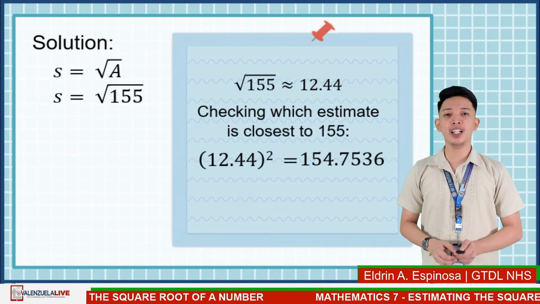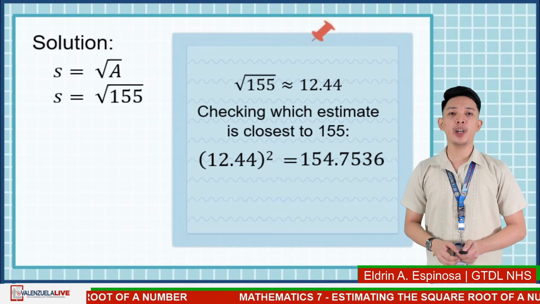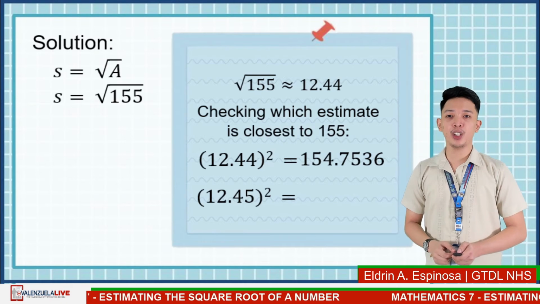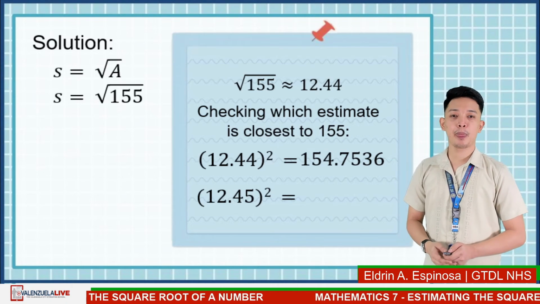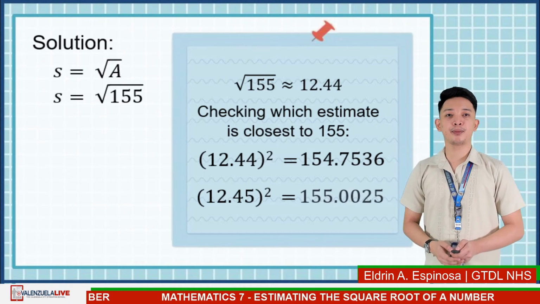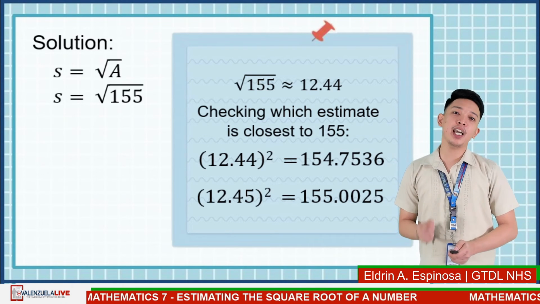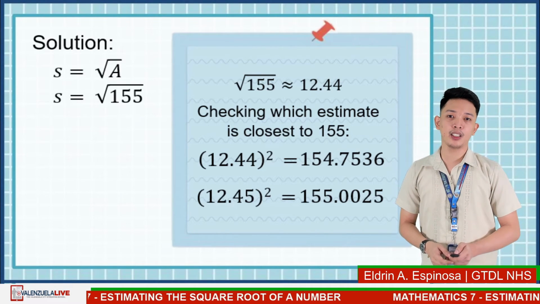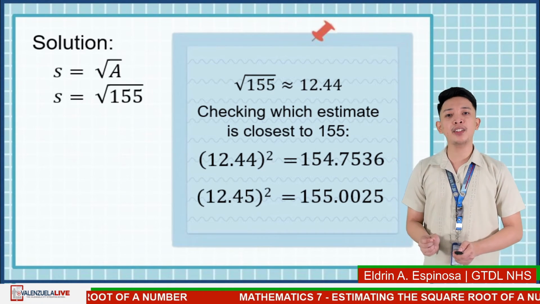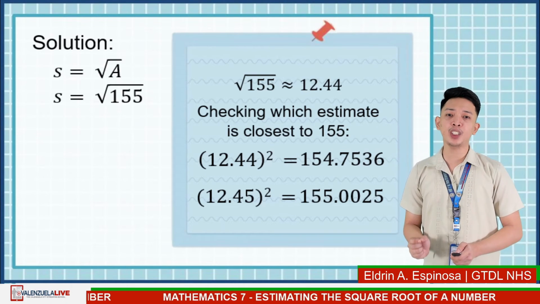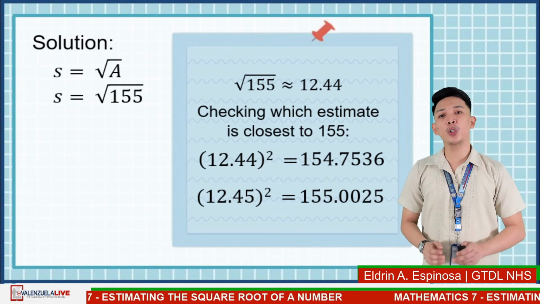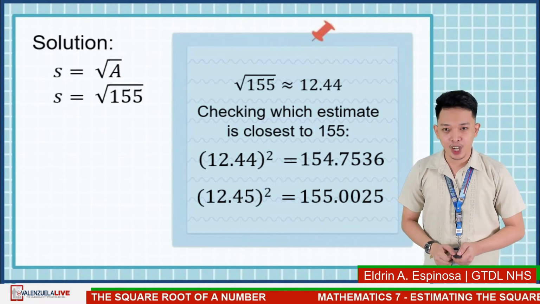Let us try another one. What about the square of 12 and 45 hundredths? Try to solve it on your paper. Very good. We will obtain 155 and 25 10,000ths. What does it mean? It means that it is very close to 155 because the difference is only 25 10,000ths. While the other one, we have almost 2,500 10,000ths.